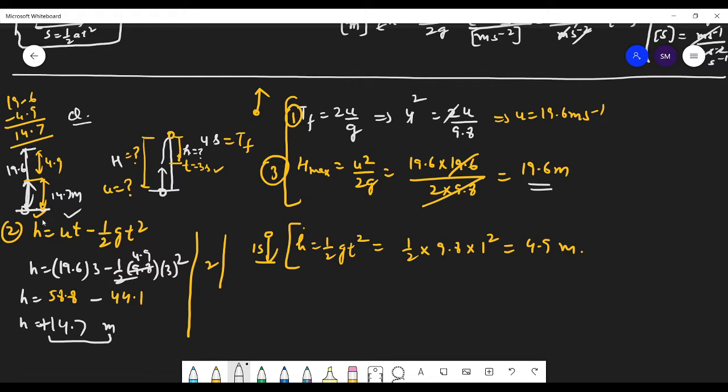So this you can call h dash, because that you have as h and this as capital H you have taken. So this is your h dash. So h will be equals to H minus h dash. So H is 19.6 and this is displaced 14.7 meter. After 3 seconds it is displaced by this much. So 19.6 minus 14.7, so you will get how much is it from the top. So that's 4.9 meter. So that's the same 4.9 meter.